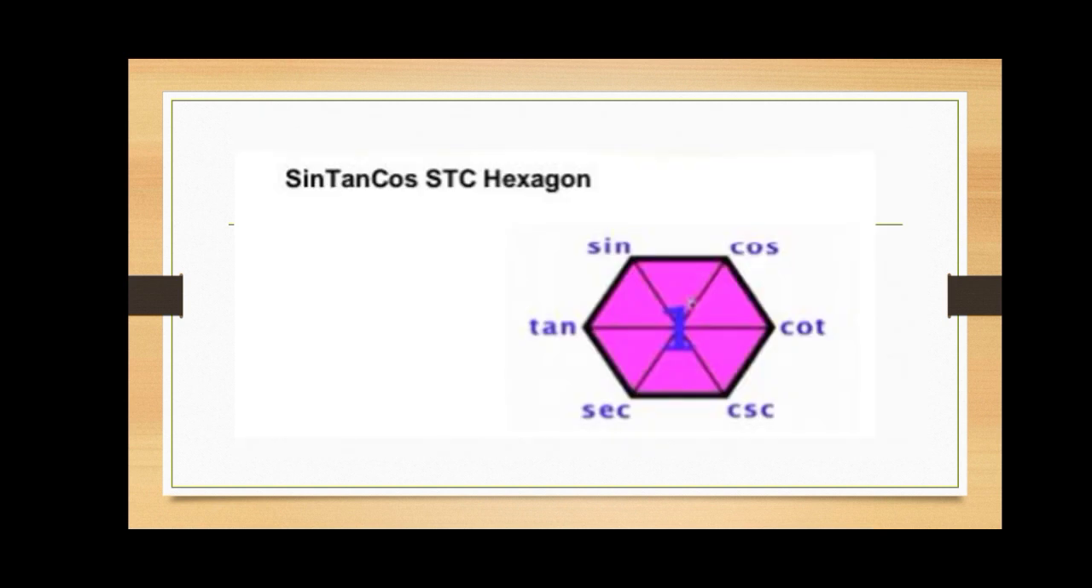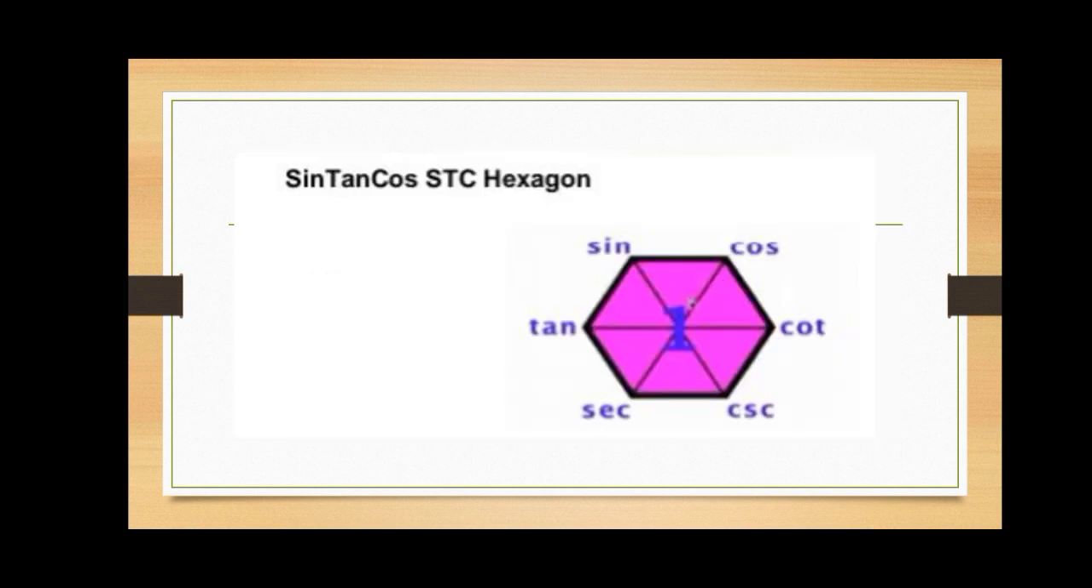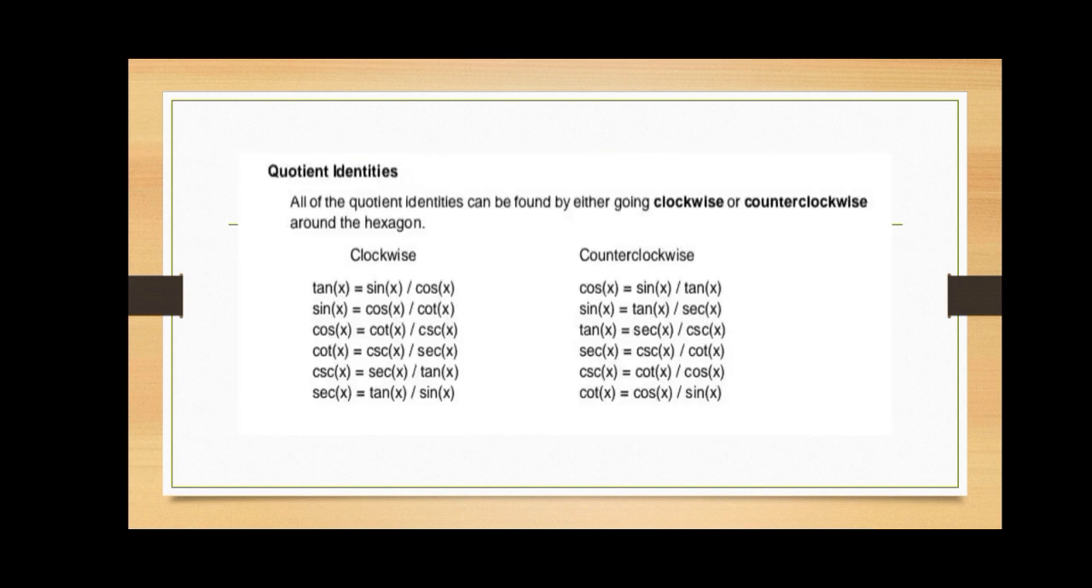So this is the sine tan cos hexagon. The quotient identities. All of the quotient identities can be found by either going clockwise or counterclockwise around the hexagon, which is this figure. Clockwise, first is tan x is equal to sine x over cosine x.